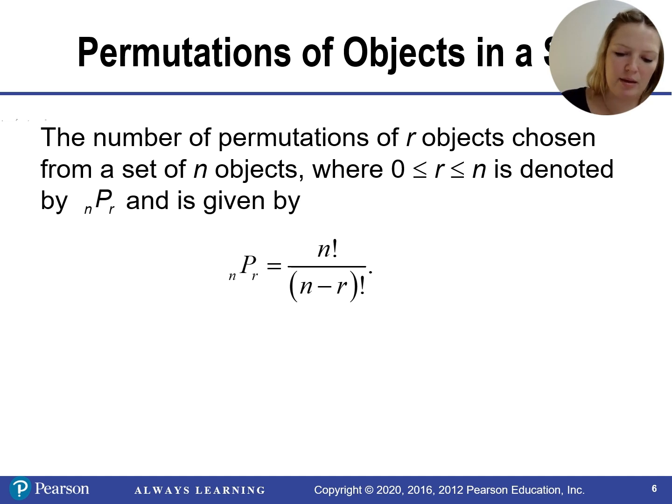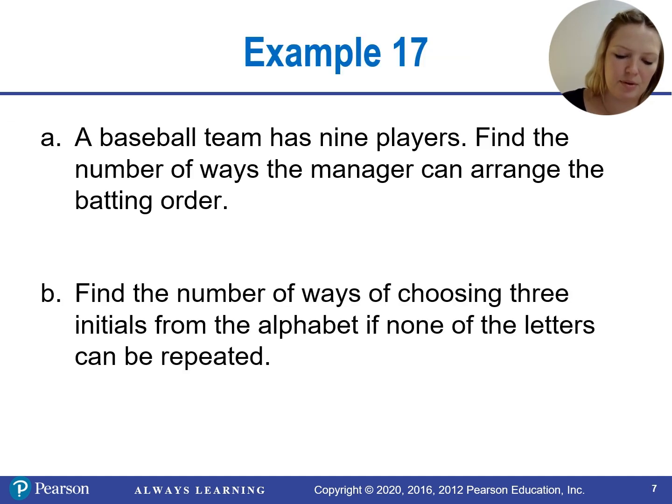So if we think about an example with a baseball team having 9 players, and we want to find the number of ways the manager can arrange the batting order. If you're unfamiliar with baseball, all this means is that he's going to take his 9 players and put them in order from 1 to 9, to say you're going to go first, you're going to go second, all the way through 9th. So this would be 9 permute 9. We're going to select 9 of them and put them in order.